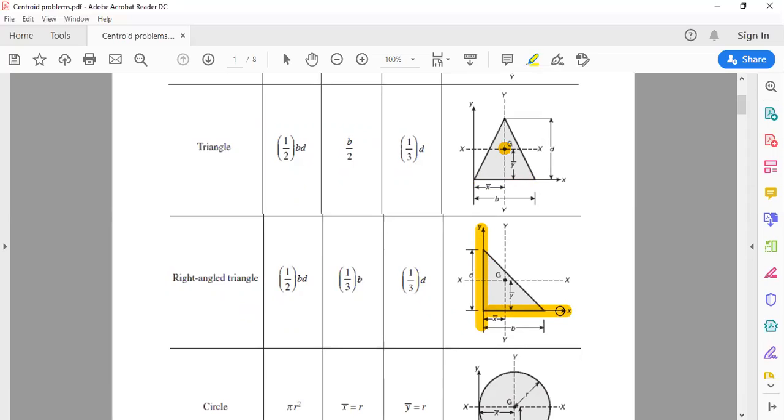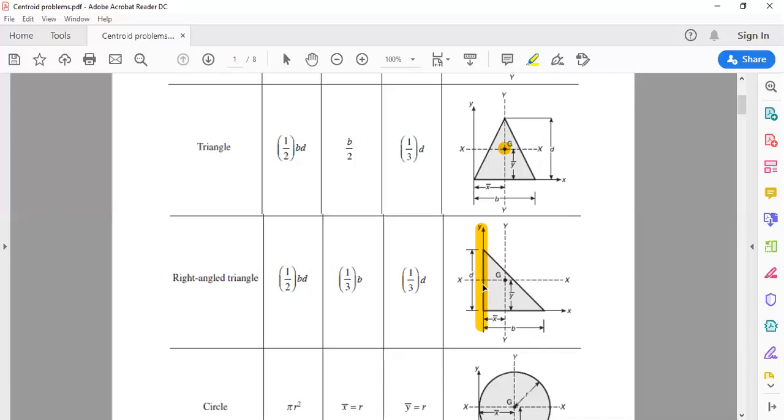Now let us calculate the x bar and y bar for this right angle triangle. First, the area of the triangle remains the same because it is of base width b and depth d. So it is half into base into height, that is nothing but half b d. Next, I want x bar. X bar is measured from the y-axis.